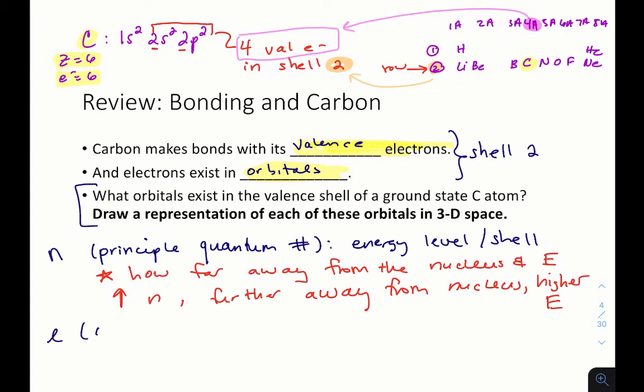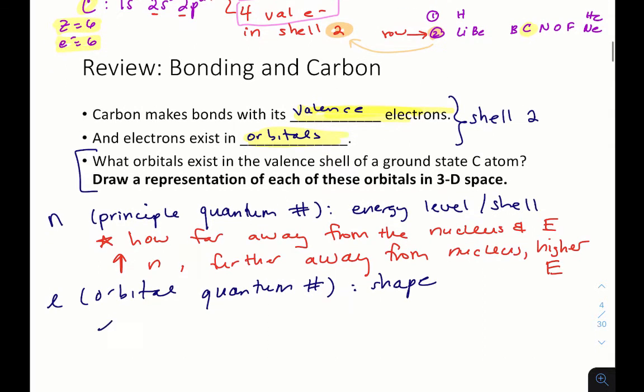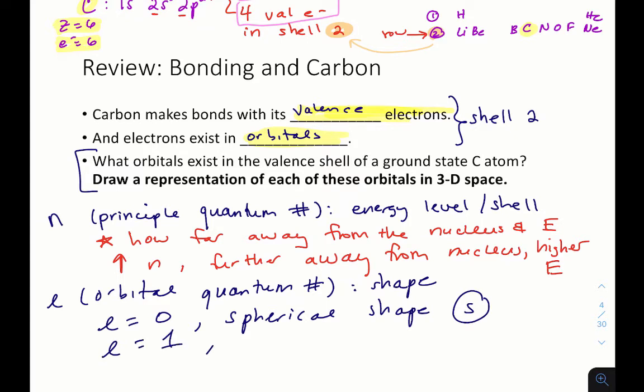L, the orbital quantum number, tells us the shape of the orbital. Recall that when L equals 0, the orbital will have a spherical shape, and we call that an s orbital. When L equals 1, the orbital will have a peanut or dumbbell shape, and we call that a p orbital. All p orbitals have a nodal plane at a 90-degree angle from the axis aligned with the orbital.